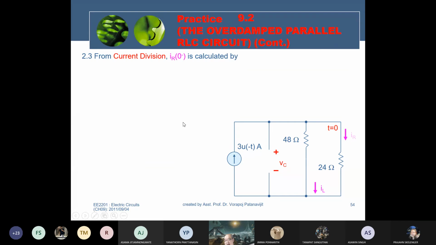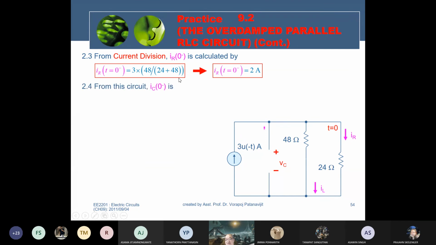Now we determine IR and the others because the question asks for that. IR for this case, you can determine from the current divider technique too. IR equals 3 amps multiplied by 40x, the resistance in the other branch, divided by the sum of them. In this case, IR equals 2 amps.